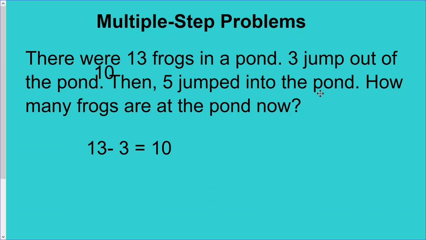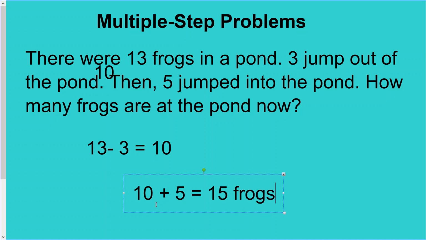So my number increased. So now we're going to take our answer from our first part of the problem and we're going to add the 5 frogs that jumped back into the pond, and you know that 10 plus 5 equals 15. So our total answer is 15. Our unit is frogs, right? 15 frogs are now in the pond. So in this problem, we had to subtract first, then we had to add. So sometimes you have to do addition and subtraction in the same problem. You have to pay attention to what happens in the problem.